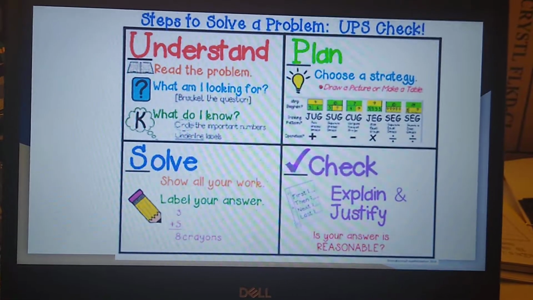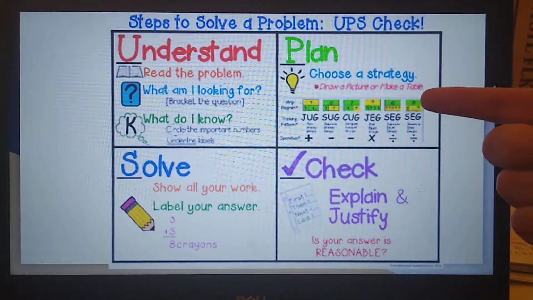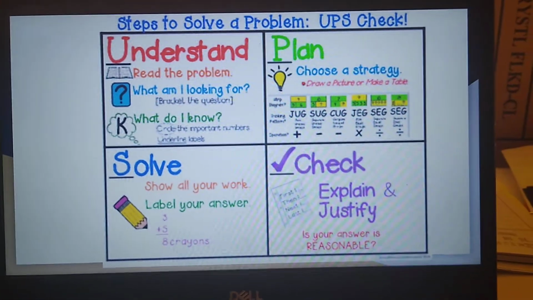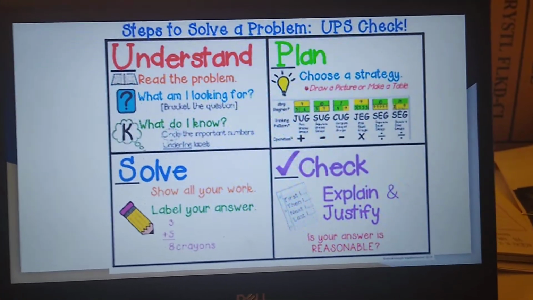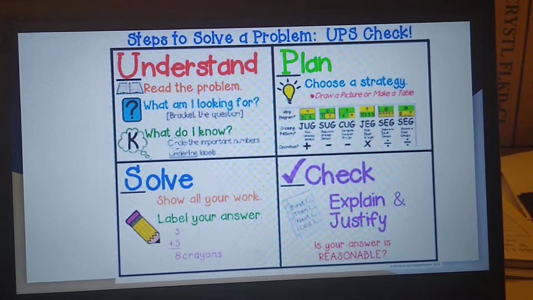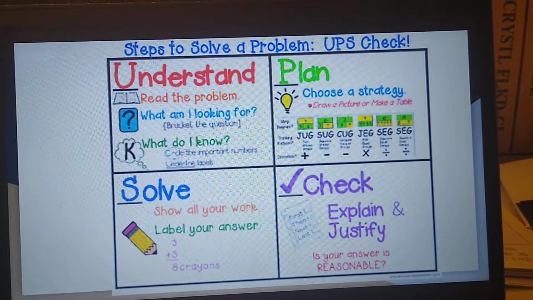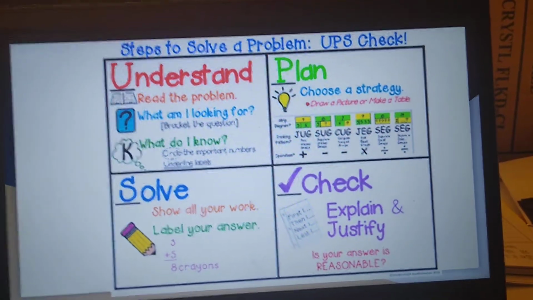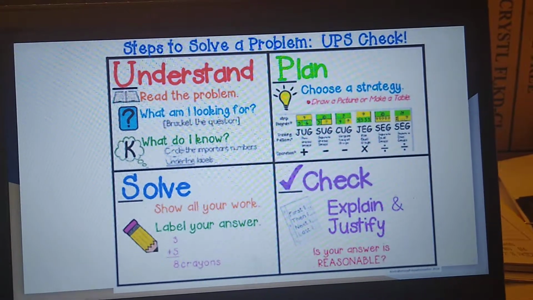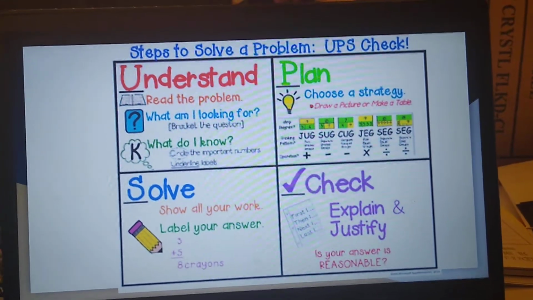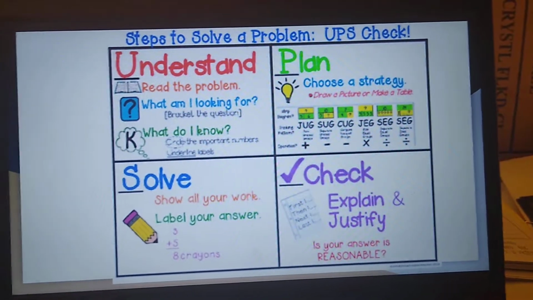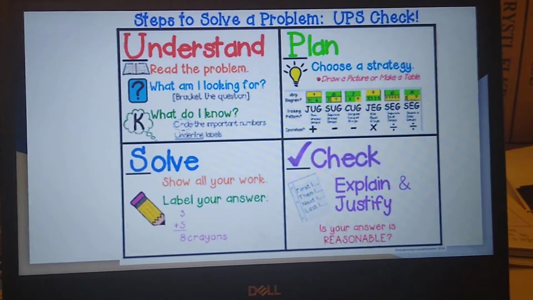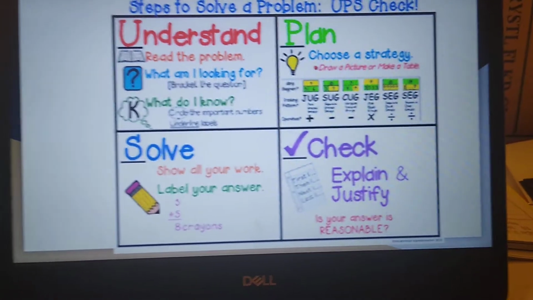That leads us into our next box, the planning box. To plan out how you're going to solve a word problem, you need to choose a strategy. You can use pictures or tables to help you make these strategies. But the big thing that we've used in class is using those annotations to find the signal words that tell us what we need to do.